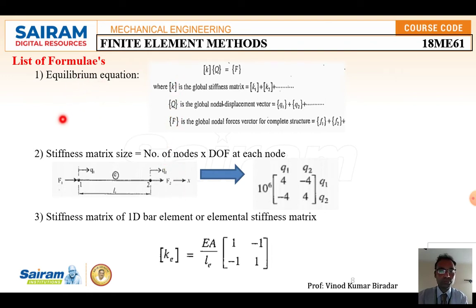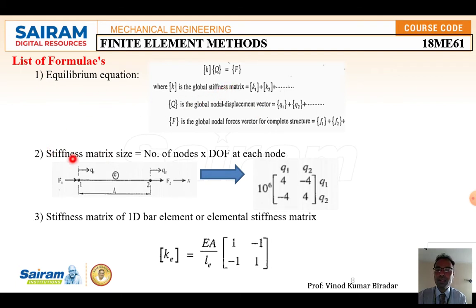Okay, so first formula is the equilibrium equation, that is step number 4. You have to remember this formula, that is KQ equal to F. Some books denote it as U, and some books denote it as Q for displacement. Q is nothing but the displacement here. Then you have to calculate the global stiffness matrix, where K is the global stiffness matrix, U is the nodal displacement, and F is the nodal force. So that is the combined forces, all those things.